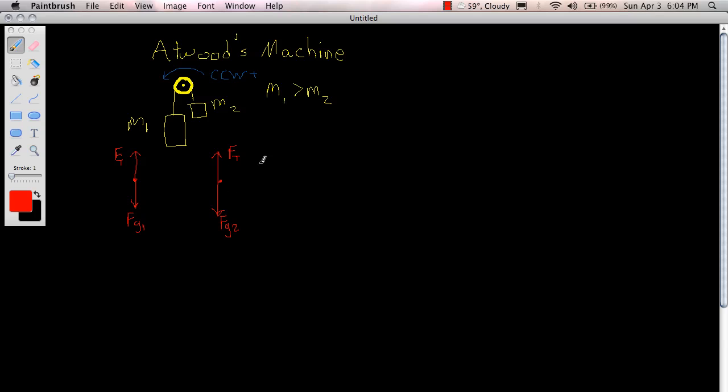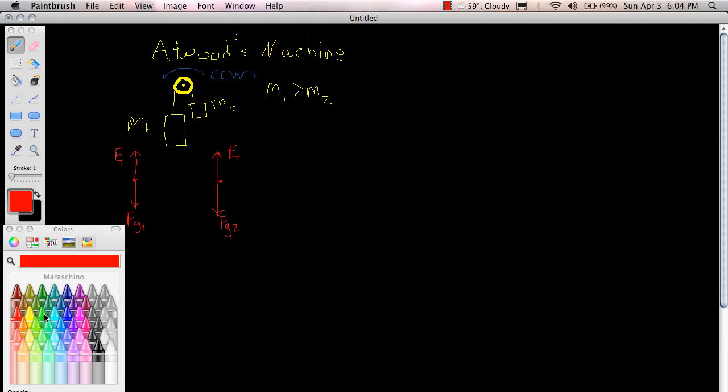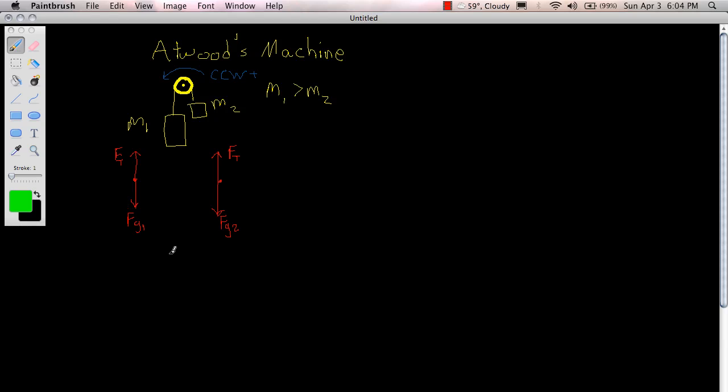Now that we have the free body diagrams, we can write a net force equation for each of our two masses. So what is our net force equation going to be? Well, the net force, according to Newton's second law, is always equal to ma. So let's start over here with M1. What is the net force equation for M1? Well, F net must be equal to the sum of all of the forces acting on this particular mass. So we have tension and weight.